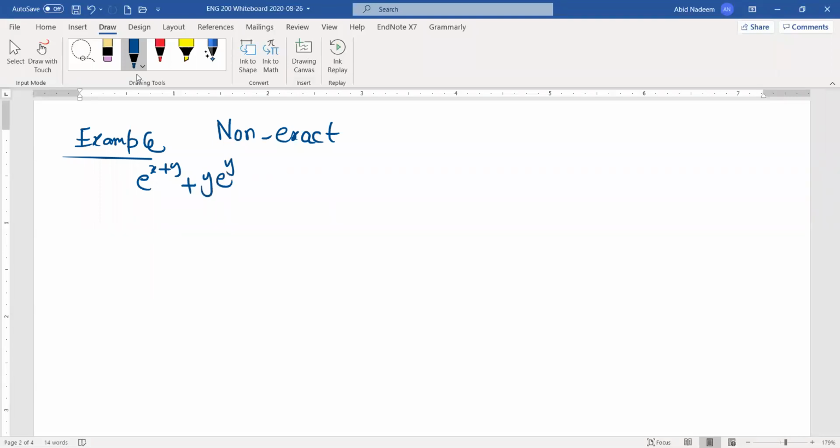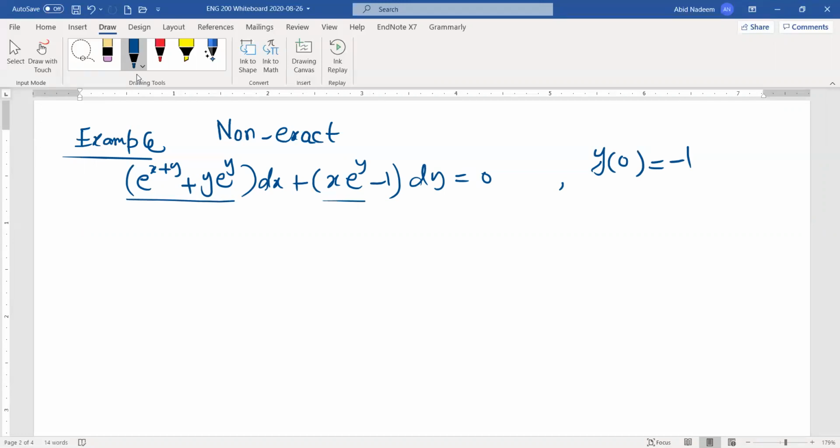e power y dx plus x e power y minus 1 dy is equal to 0. And let's take that as an initial value problem, y(0) is equal to minus 1. That means when x is equal to 0, the value of y is equal to minus 1. So let's first check whether this is an exact equation or not.